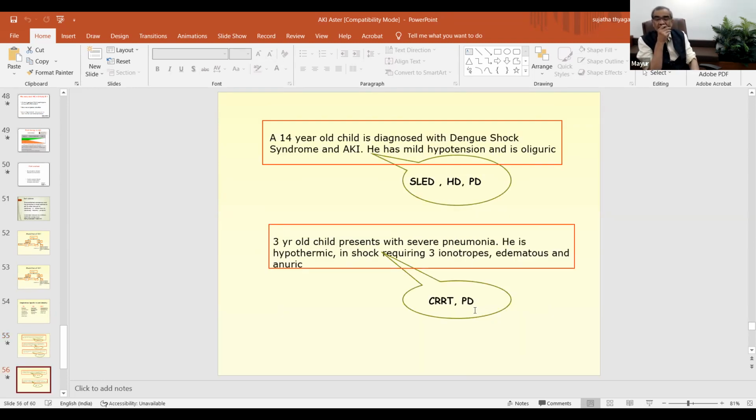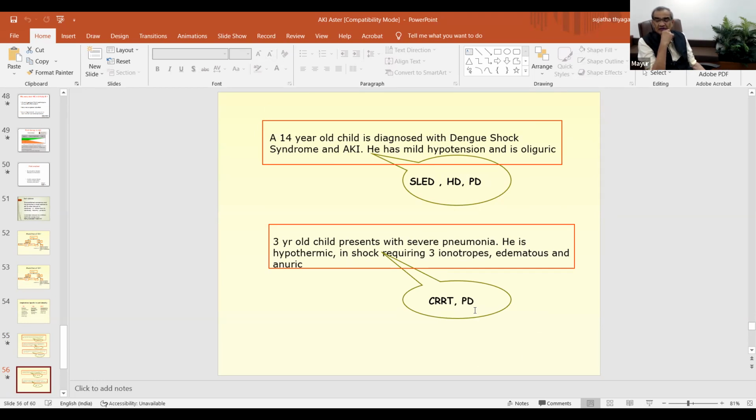Now, the 3-year-old presents with severe pneumonia, and then develops multi-organ failure. It is hypothermic shock, requiring 3 inotropes, severely overloaded, with a tremendous cumulative positive balance, and is anuric. So this is an excellent indication for CRRT. And if it is not possible, then PD can be considered.